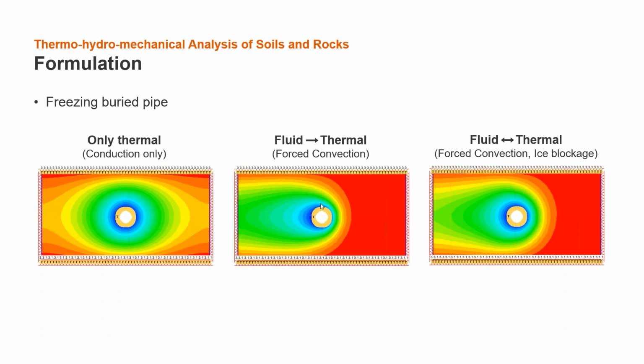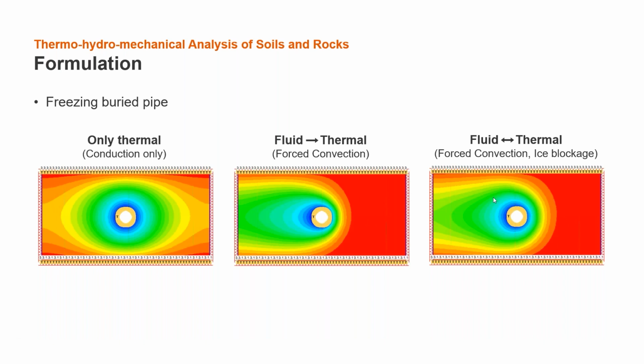The second one has the effect of the fluid on thermal, one way. And the third one, we actually activate the both-way coupling between the fluid and thermal. As you can see here on the first model, the temperatures around the freezing pipe are symmetric. However, because of the water flow here, we can see that there is a minimal effect of the frozen pipe zone on the upstream of the models.